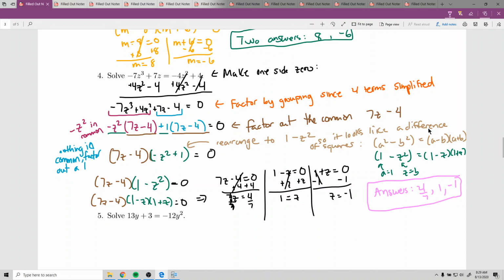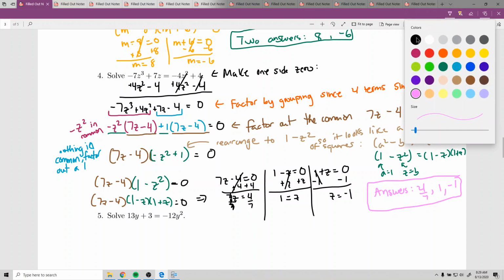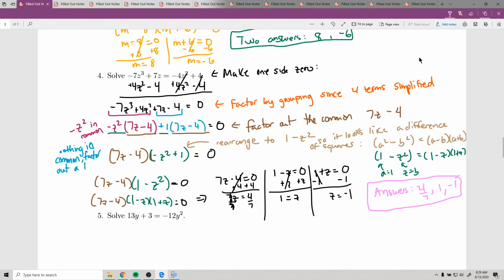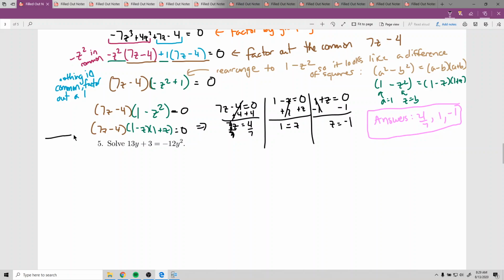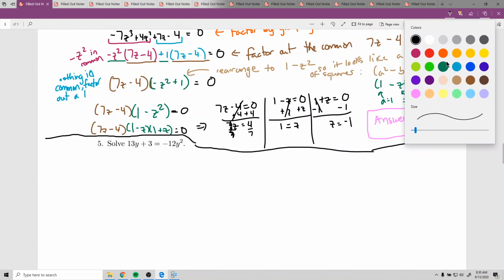Now, if you've done factoring by grouping before, hopefully this was a reminder. Usually when you practice this a couple times, it goes a lot quicker on your own. Right. So the last one, as far as the factoring review goes, it says solve 13y plus 3 equals negative 12y squared.